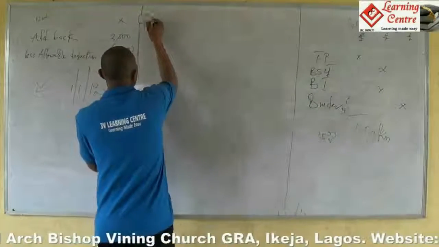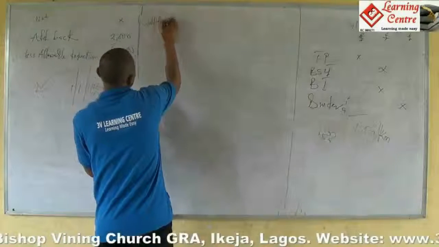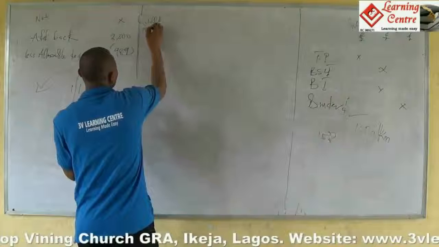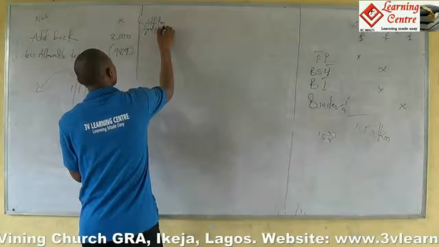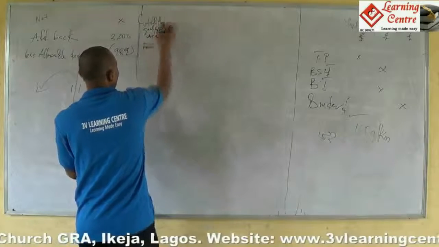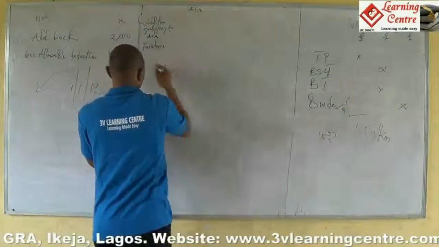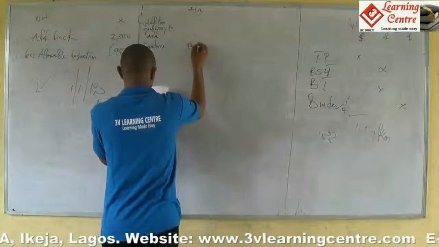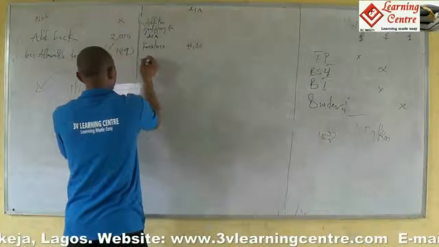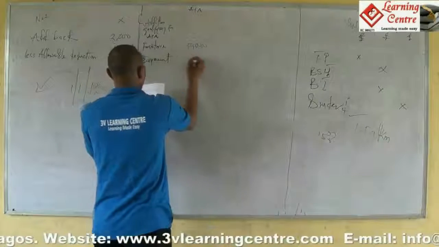Office furniture will qualify for AIA. So I'll say additions qualifying for AIA: furniture, $40,000. Factory equipment, 25.